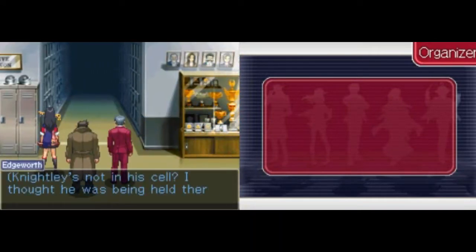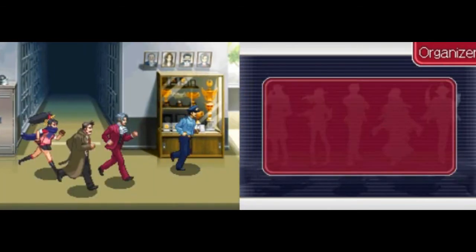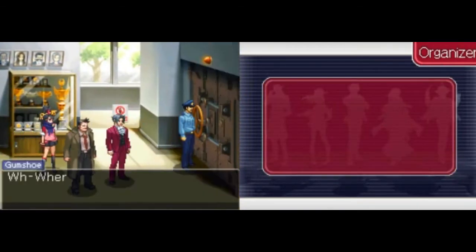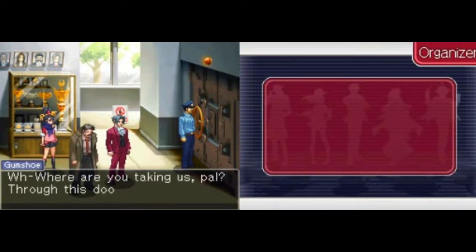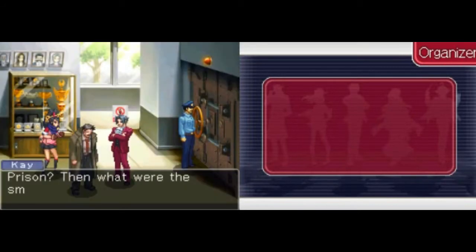Knightley's not in his cell? I thought he would be held there. What are you doing, sir? This way! Where are you taking us, pal? Through this door is the... Ah, it's the prison. Prison? Then what were the small rooms back there?